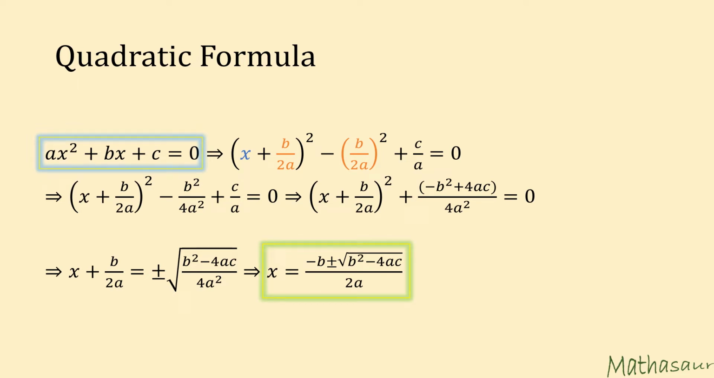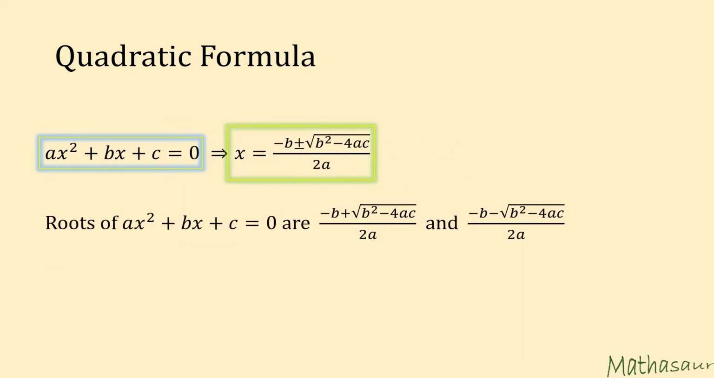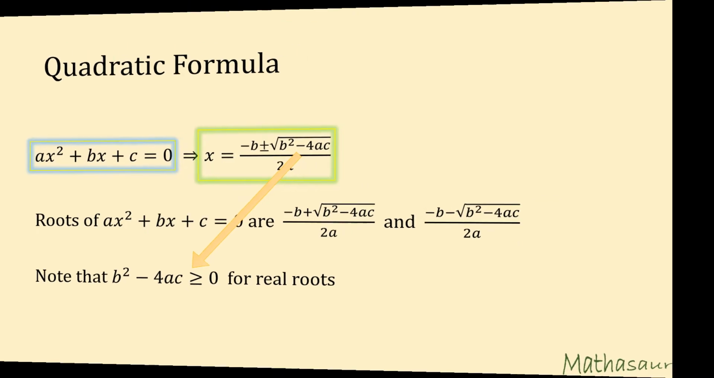Now these are the solutions for the quadratic equation ax² + bx + c = 0. We have found 2 roots of the quadratic equation. Now note that the term under the square root, b² − 4ac, should be greater than or equal to 0. We cannot find the square root of a negative term. So if b² − 4ac is greater than or equal to 0, then we would have real roots.